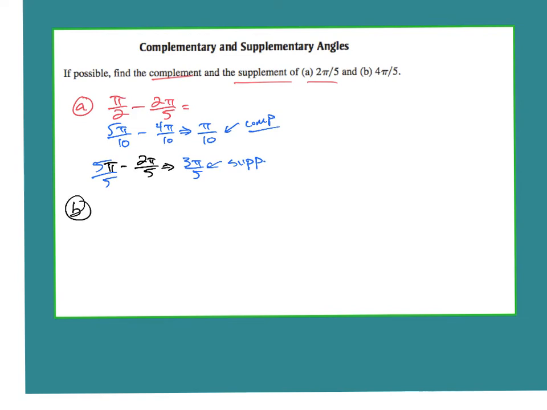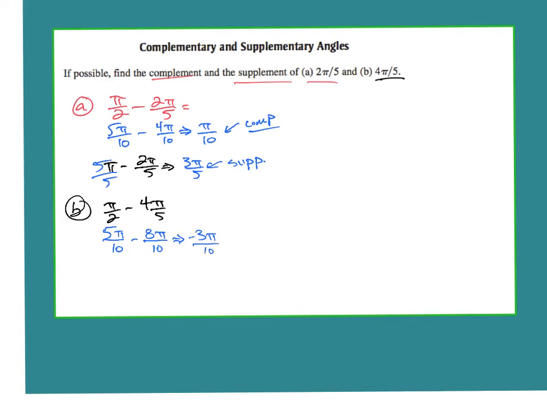So part B is asking me to find the complement and supplement of 4 pi over 5. So its complements would add up to how much? 90 or pi over 2. So now I have pi over 2 minus 4 pi over 5. Well, how the heck do I want to think of pi over 2 as? 5 pi over 10 minus 8 pi over 10. And so what do I get? I get negative 3 pi over 10.